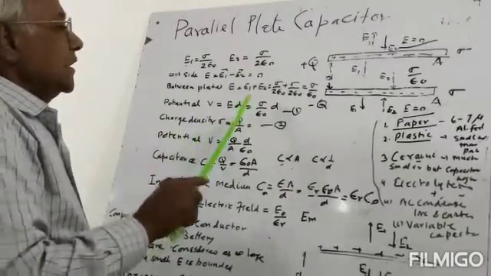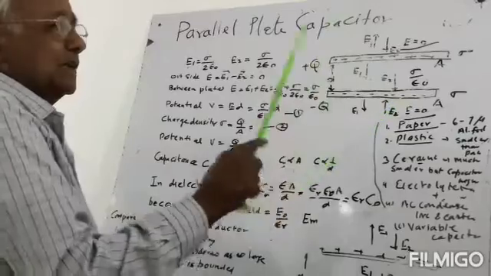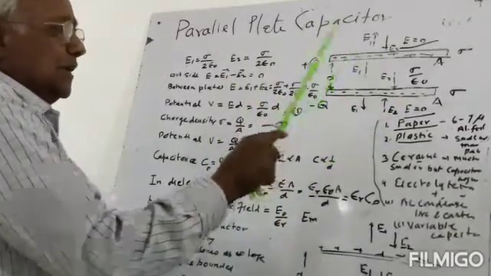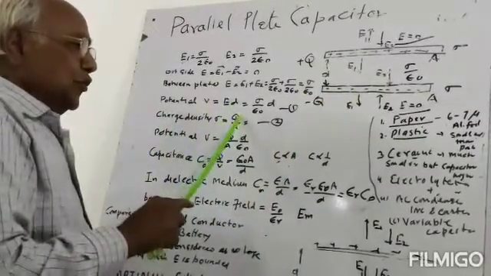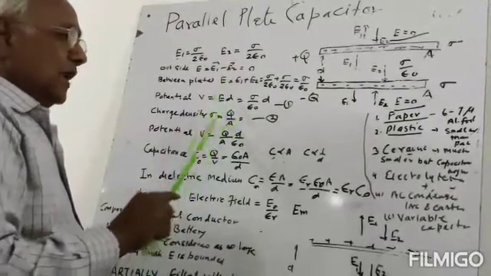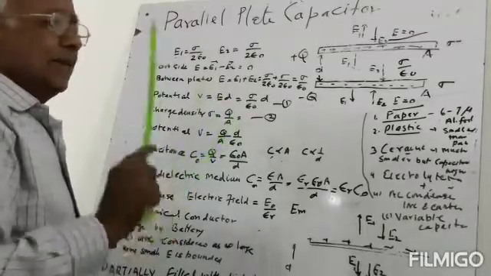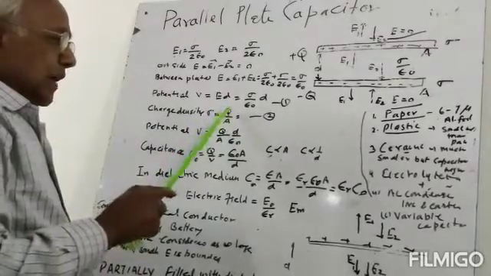Now simplify the charge density. Charge density is charge per unit area. The total charge is plus Q here and minus Q here, so the charge density will be equal to Q by A. It doesn't depend upon the plus or minus; it will depend only on the magnitude. So the charge density, sigma, will be Q by A.